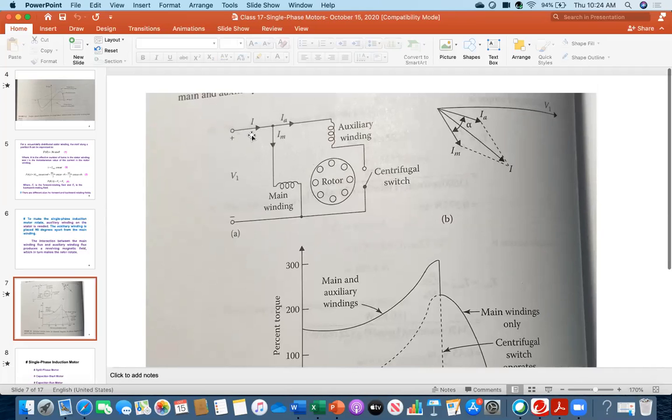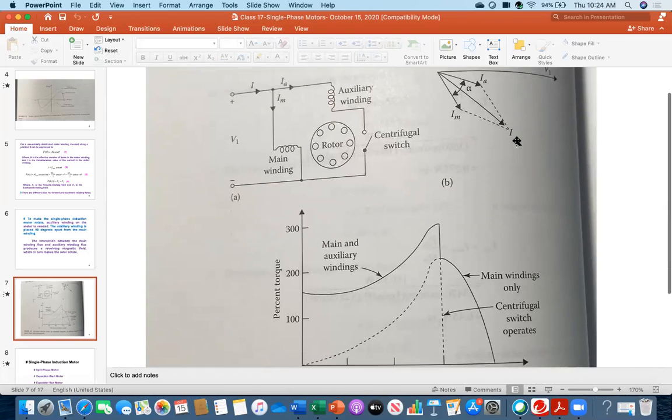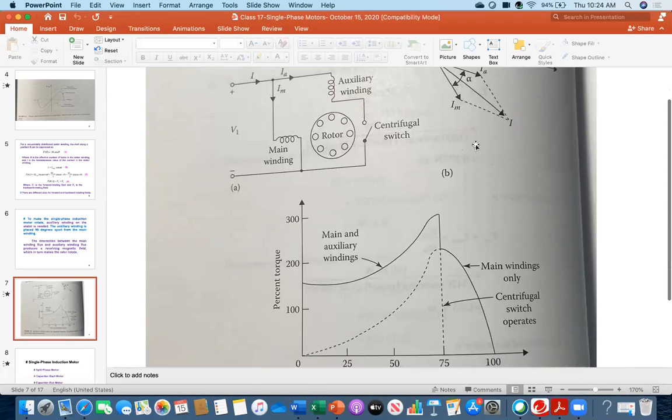So this is the total current, and this is the IM. IM refers to the main winding current, and IA refers to auxiliary winding current. Now if you see this vector diagram, that will help you to understand how you get this amount.